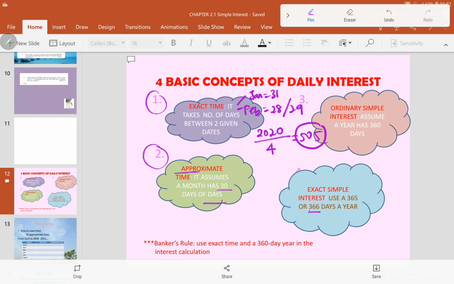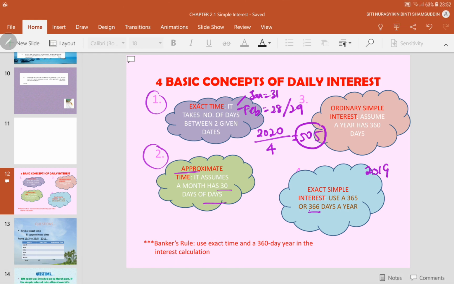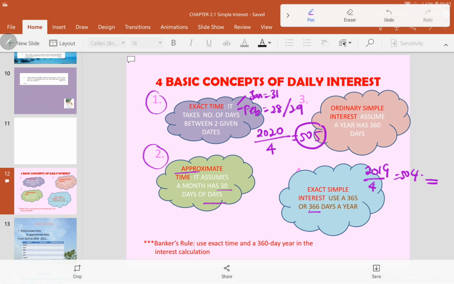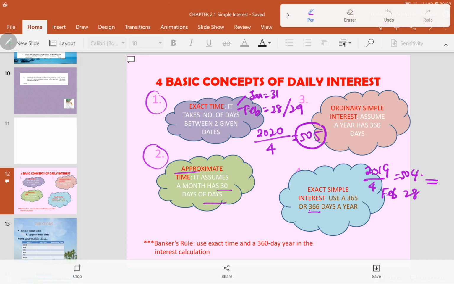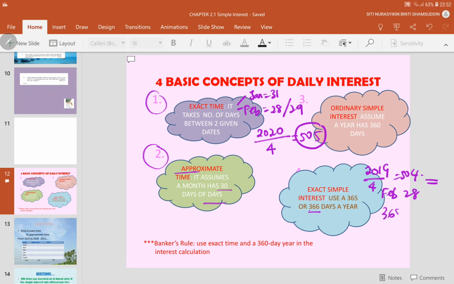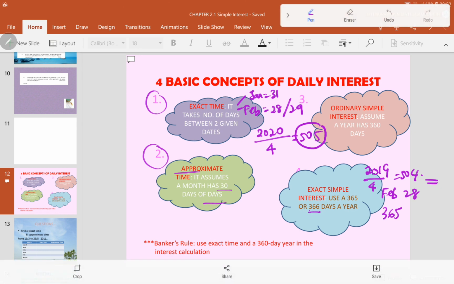If it is not a leap year, for example 2019, when you divide by 4, you will get 50 point something. So this is not a leap year. Bila tahun ni bukan tahun lompat, Februari ada 28 hari sahaja. So the total number of days in 2019 is 365. So 2019 is not a leap year, so the total number of days is 365.